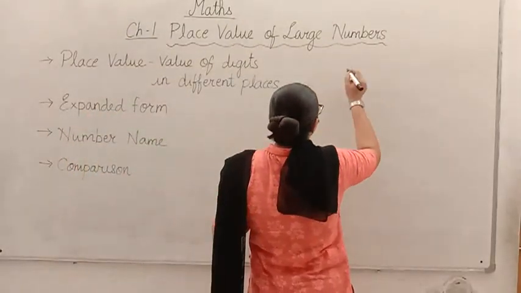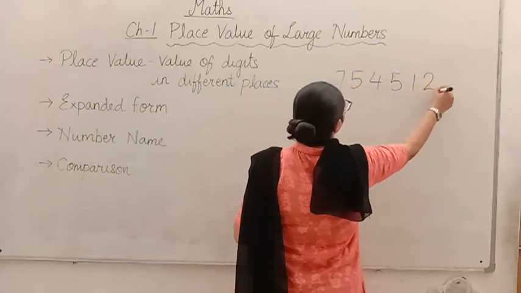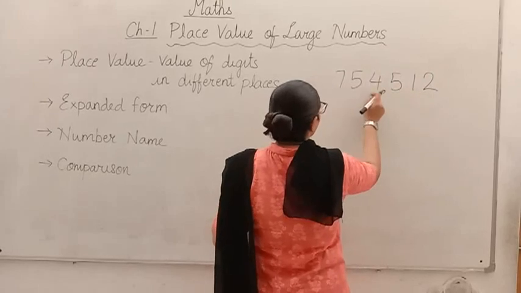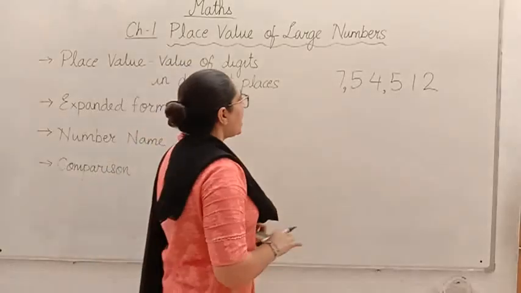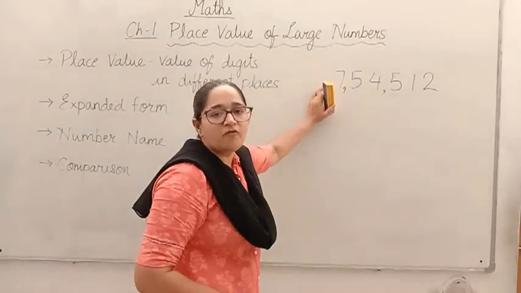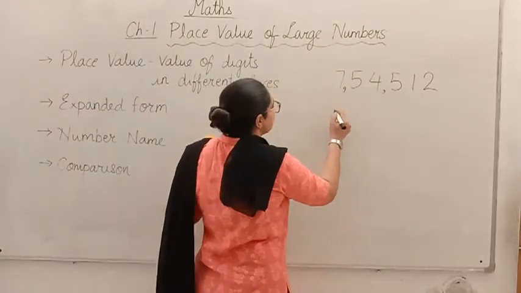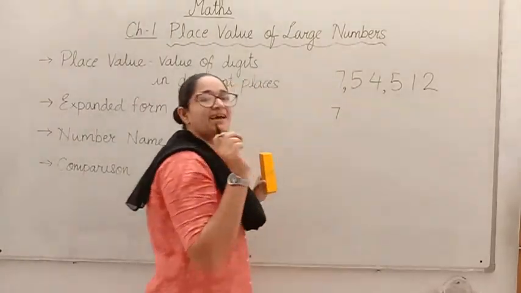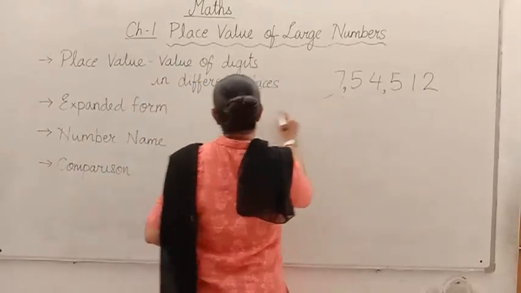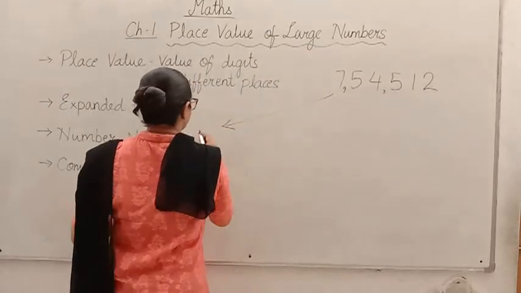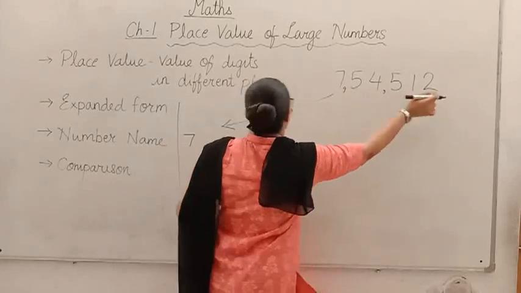See, I am taking a 6-digit number here, with a comma after 3 digits and a comma after 2. So this is my 6-digit number. I want the expanded form for this number. I start from the first digit and start writing its place value. First digit 7. After that 1, 2, 3, 4, 5 zeros.